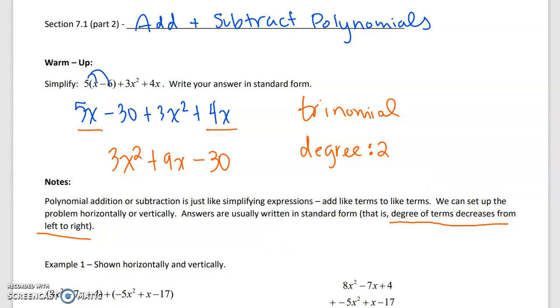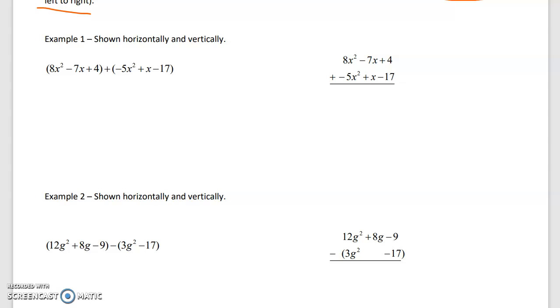So now we're going to look at what polynomial addition and subtraction looks like. You can actually set up the problems two different ways. For the two examples I'm about to show you, I set the same problem up horizontally and vertically. So this is the horizontal setup here, and this is the vertical setup here. Horizontal is kind of traditional. It's sort of what we've seen, but the vertical setup can be really nice, especially when you're trying to line up who your like terms are.